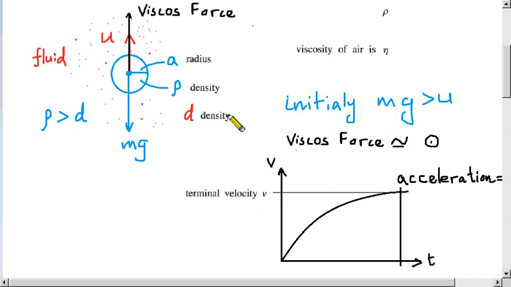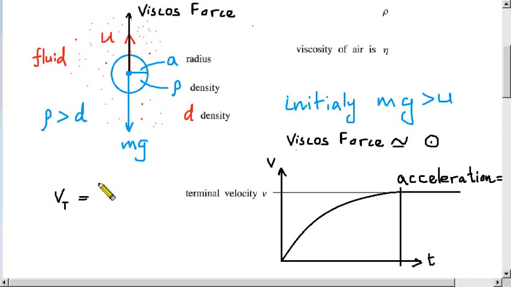Since initially acceleration occurs, we can say mg is greater than u, so there must be a resultant force. The resultant force is mg minus u. After this time it achieves a constant velocity like this, it doesn't increase any further. At that time we identify the velocity as terminal velocity. We write it as v small t here, terminal velocity.